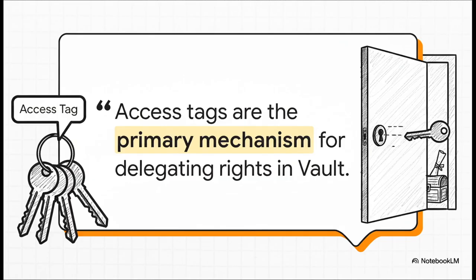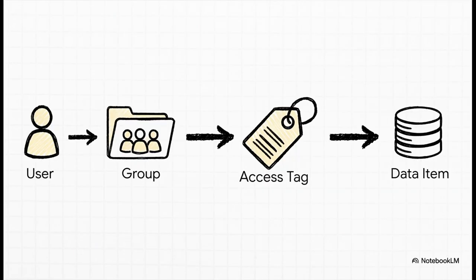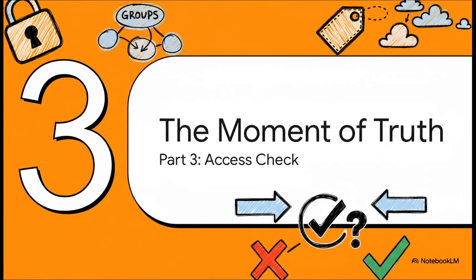So if the group is the key ring, the access tag is the actual key. It specifies exactly who can open that door and what they're allowed to do once they're inside. And this right here, this is the simple, powerful chain of logic it creates. Users are in groups, groups get their rights from access tags, and those access tags are attached to the data items. Just remember that flow, because we're about to see exactly how it works.